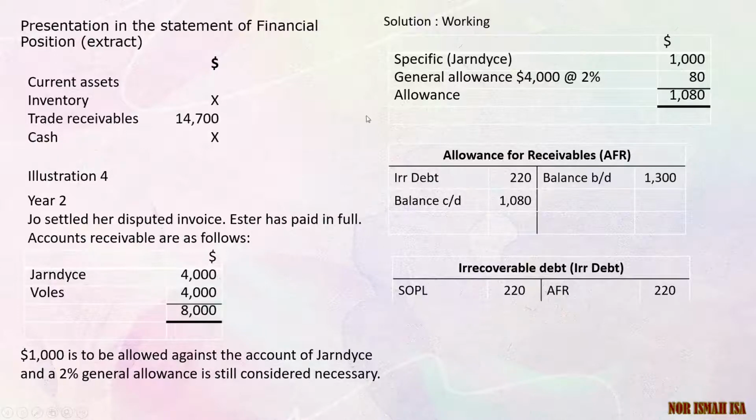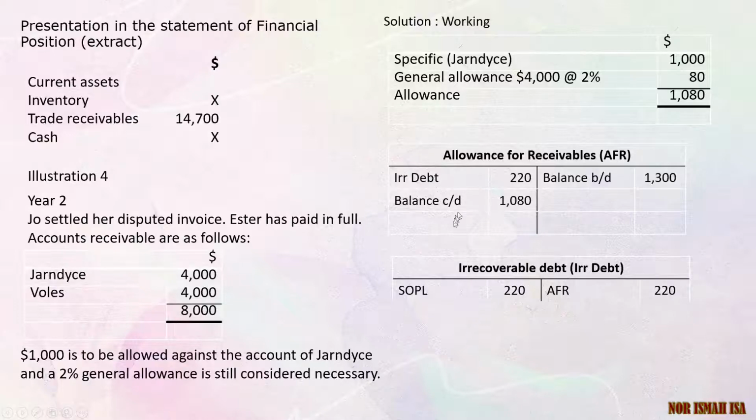So for the calculation of this one, you can see that Jandi's is considered as the specific allowance. The specific allowance is only part of that, which is 1,000. So we just write down specific allowance for Jandi's 1,000. As for the whole of Wool's, we only take general allowance of 2%, multiplied by 4,000. So 80 is estimated as not collectible from this. So the total allowance for that year is 1,080. As for the allowance for receivable account, previously we have 1,300.